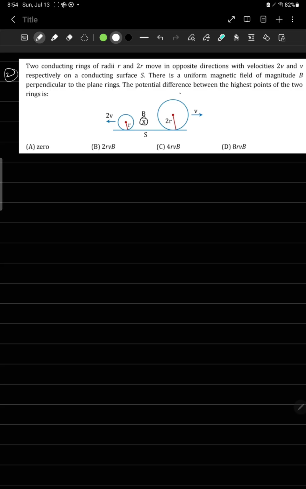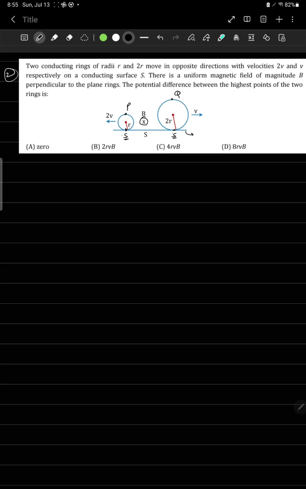The question asks for the potential difference between the highest points of the two rings. Okay, so let's say there are points here. This point is P, this point is Q, and this is S, this is S. As it is given that the horizontal surface is a conducting surface, that means the potential at S will be equal to the potential at this point. The potential will be the same because we know a conducting surface is an equipotential surface, so the potential on this conducting surface will be the same everywhere.